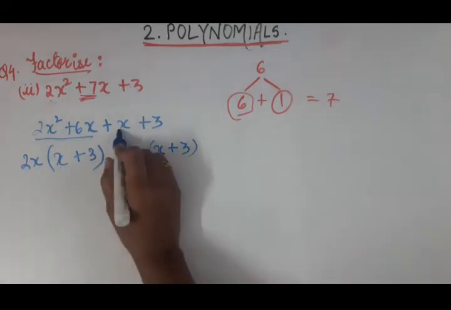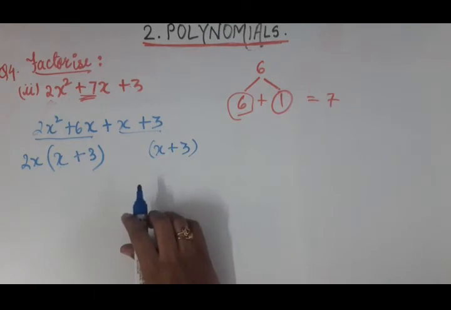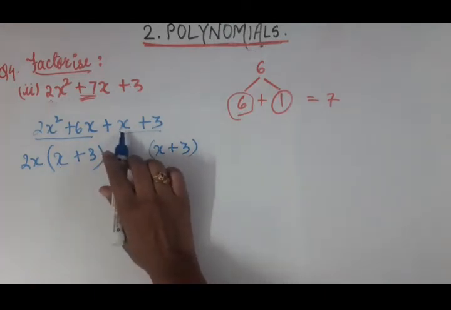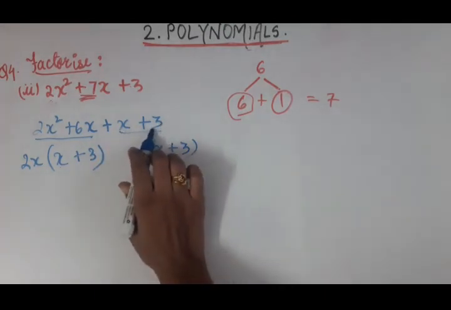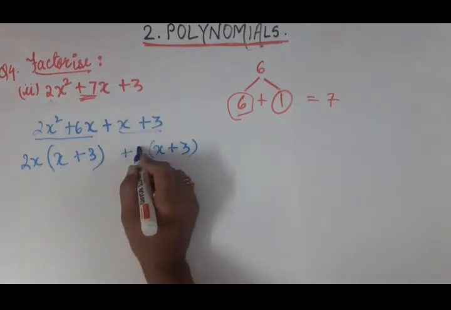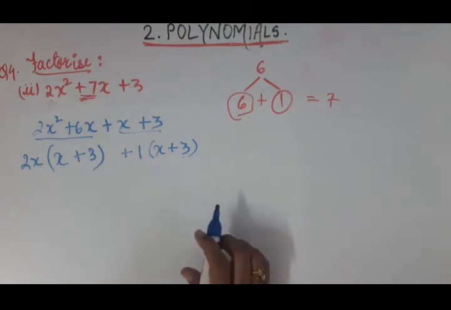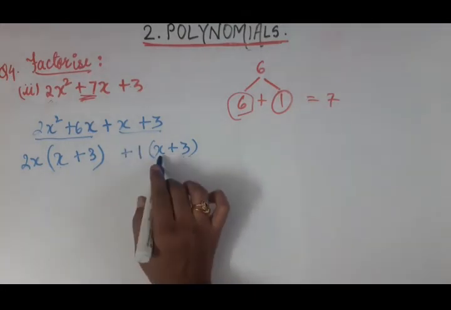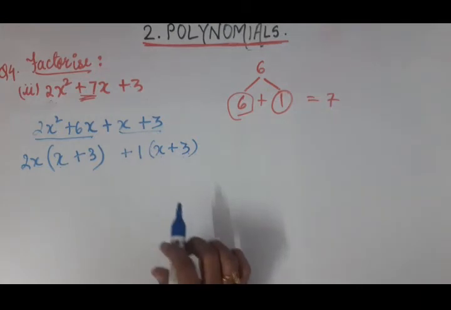Now check the second two terms. Check the next two terms. What is it? X. Here also x. Here 3, here also plus 3. So what is common there? Plus 1. Right? Plus 1 into x is x, plus 1 into 3 is 3.